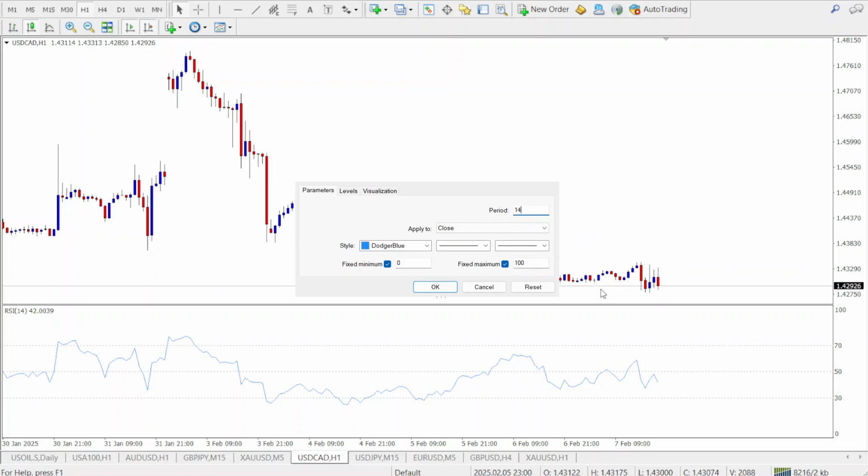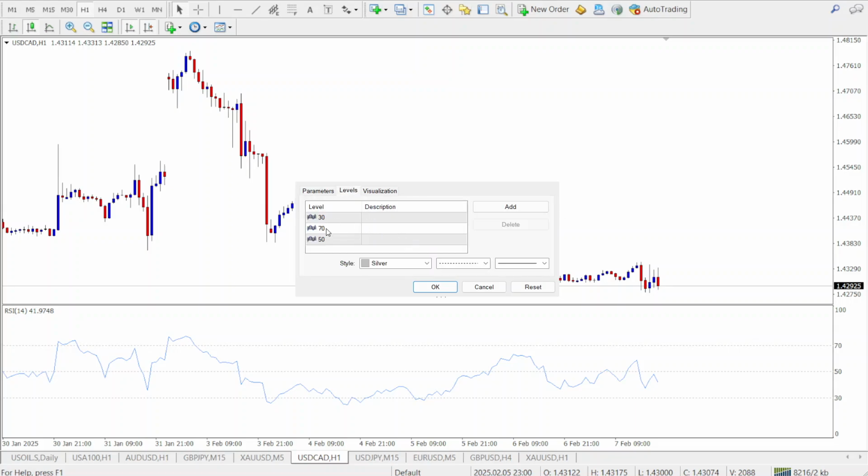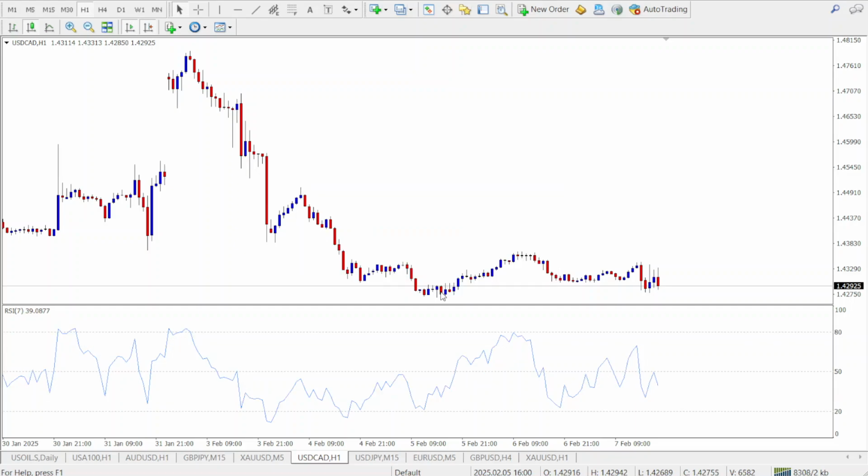So the best settings to use are the RSI set to 7 or 9. You can use either 7 or 9. And then we go to our levels. For our overbought level, we're going to use 80. And for our oversold level, we're going to use 20. This filters out weaker signals and focuses only on strong momentum shifts.